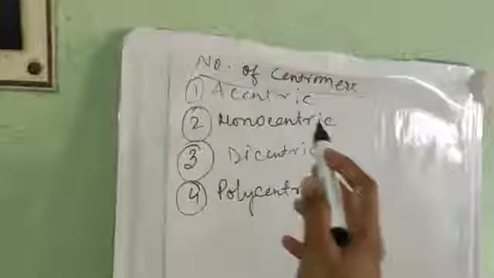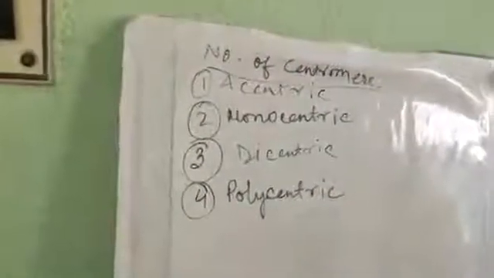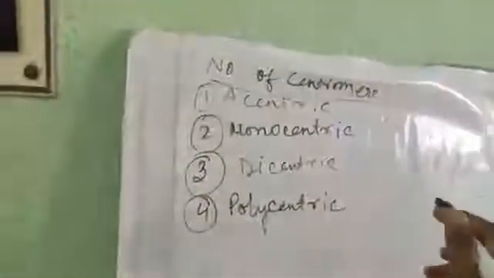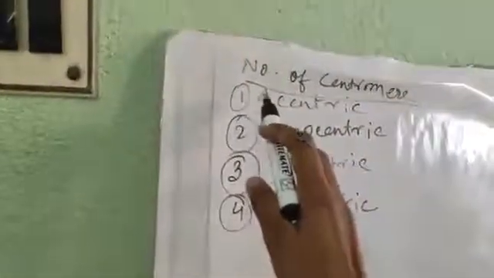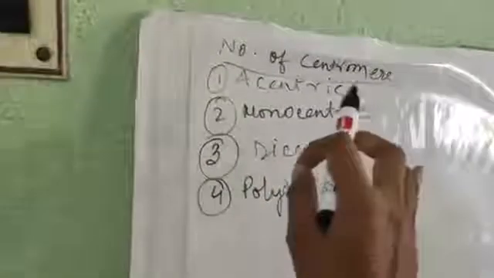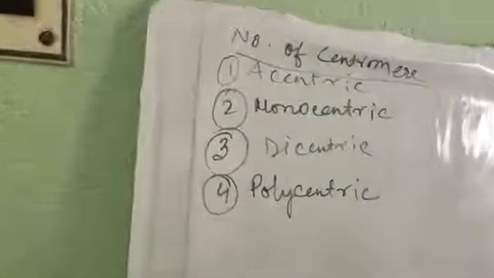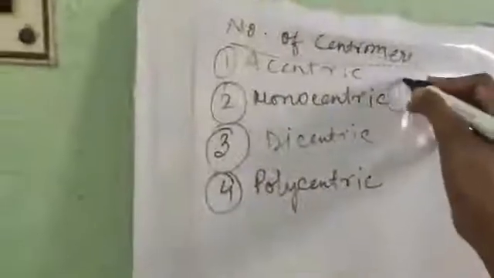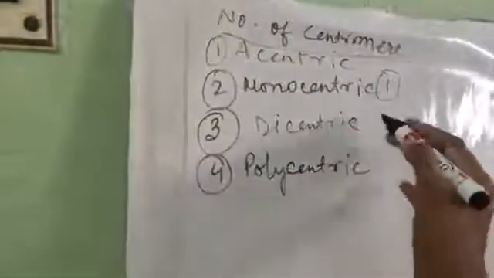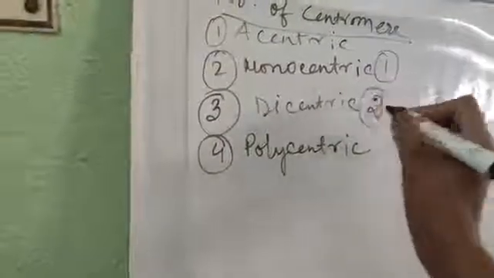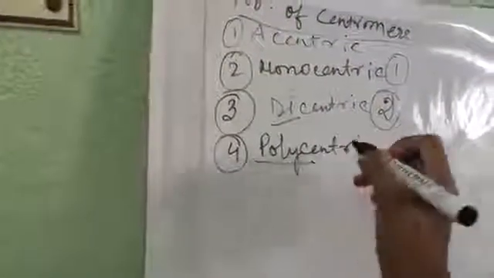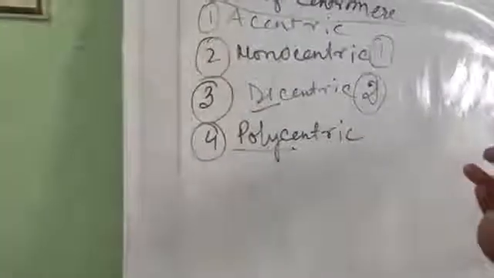Now coming to the next topic, the types of chromosome on the basis of number of centromere. First one is acentric. A means absence. That means the chromosome does not have a centromere, and this type of chromosome is not very stable. They generally get disorganized or destroyed. Next is monocentric, that means they have one centromere. Next is dicentric, that means they have two centromeres, di. Next is polycentric, that means they have more than two centromeres.